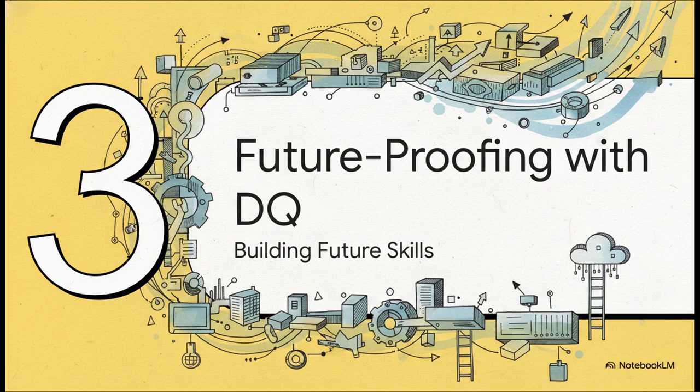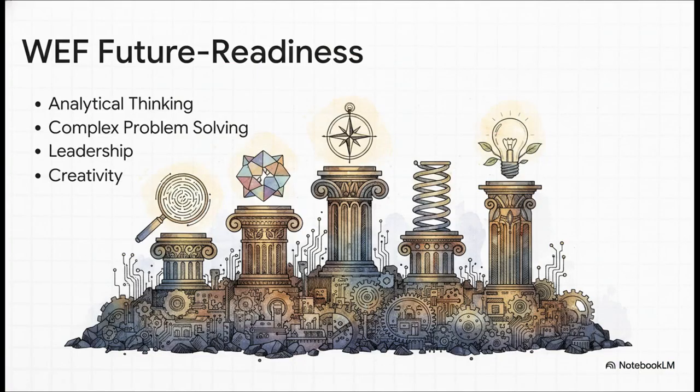Section 3, Future-Proofing with DQ. Let's see how this translates directly into premium, highly demanded workforce skills. When we look at reports from the World Economic Forum and the OECD, they consistently highlight these 12 critical future readiness skills. We hear about analytical thinking, complex problem solving, leadership, creativity. Well, what this framework reveals is that DQ competencies are the foundational building blocks required to actually develop those exact skills. You literally cannot achieve digital age leadership or complex problem solving without the underlying digital intelligence to navigate the environment where those problems actually exist.